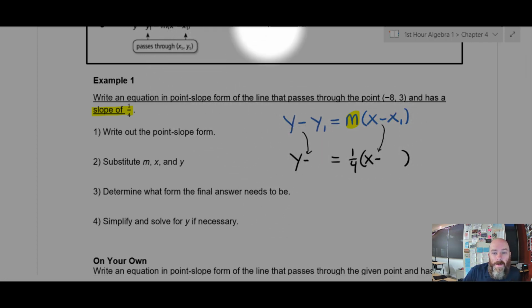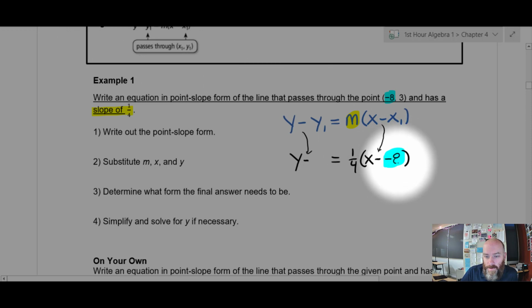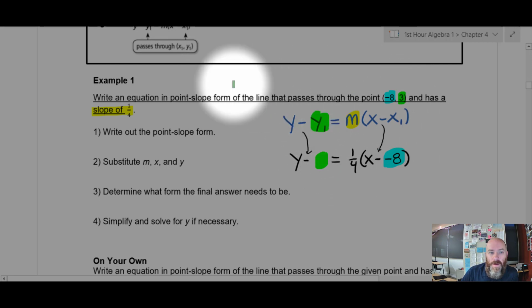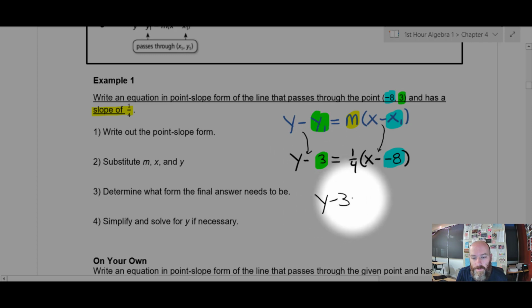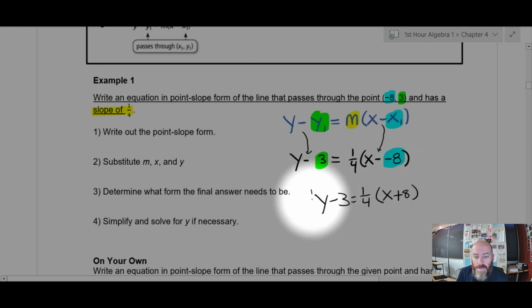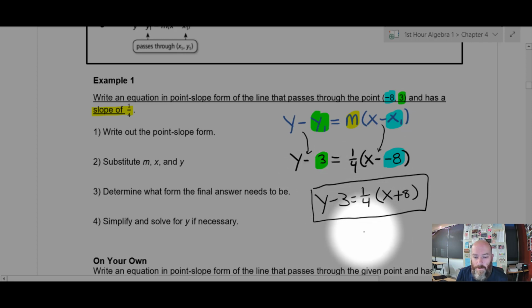Now let's plug in x and y. So my x value is -8, which goes here. So I'm actually going to write -8. And then my y value, which is 3, is going to go right here. I'm going to highlight these so you can see it back in the video later. So that's going to be a +3. Now we're just going to clean this up. So I have y minus 3 equals 1/4 times, 2 negatives make a plus, so it'll be x plus 8. Now this is the answer if we say we need it in point-slope form.